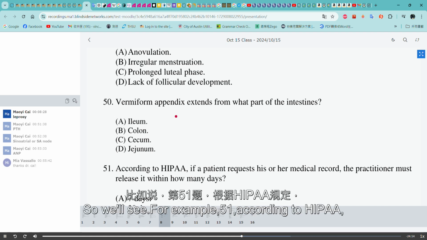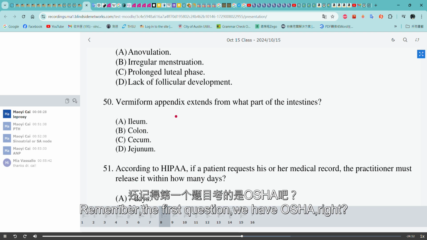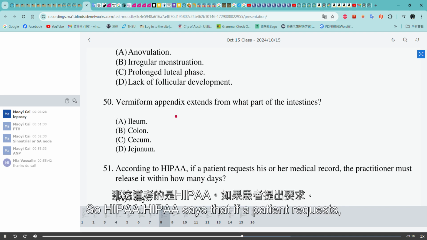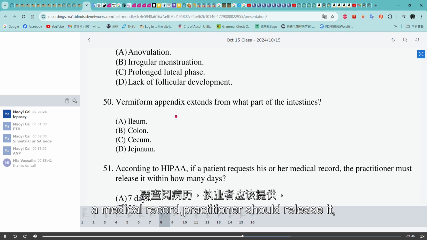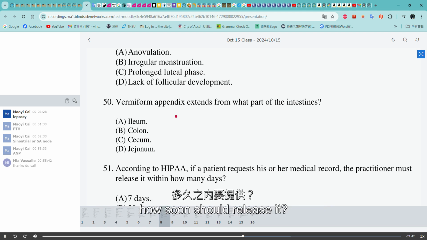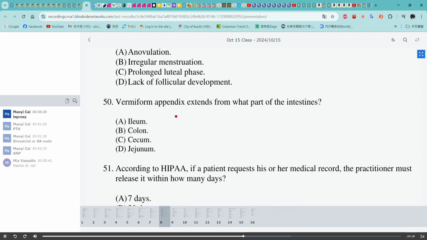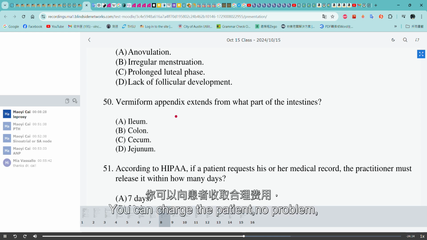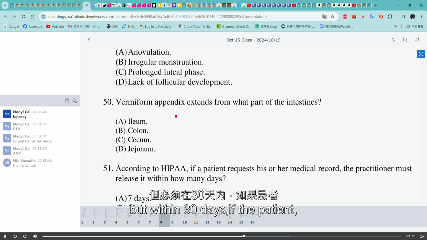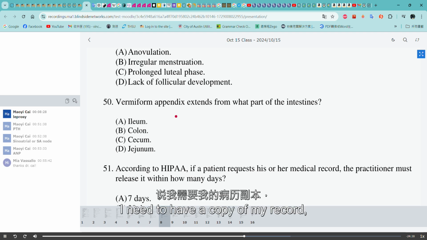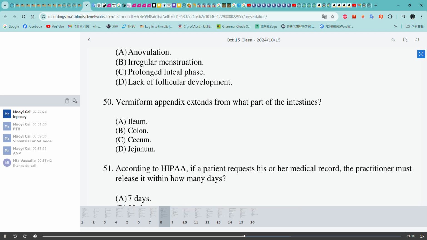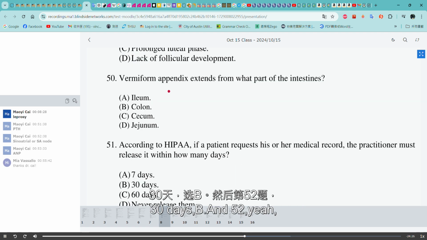For example, 51, according to HIPAA. Remember the first question we had was OSHA, right? So HIPAA says that if a patient requests a medical record, the practitioner should release it. How soon should they release it? If the patient requests it, 30 days. Okay? Yeah, within 30 days. You can charge the patient, no problem, but within 30 days, if the patient says I need a copy of my record, you have to give it to them. Okay? 30 days. B.